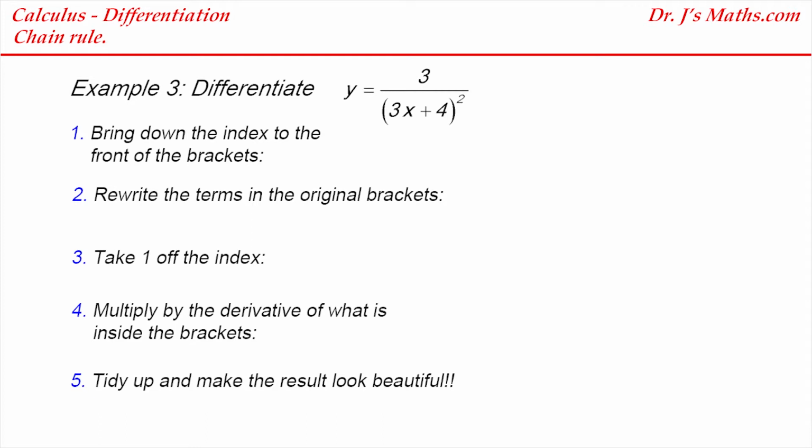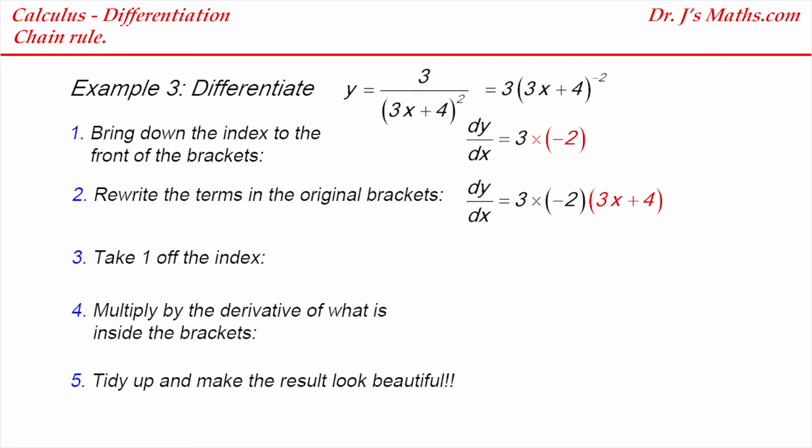Next example, and we will do nothing different about our 5 steps, so we leave them there. Here, the format looks a little bit different because we've got the bracketed term underneath, but we can fix that easily because we just bring it up and use a negative index. So it's 3 outside of (3x plus 4) all to the minus 2. So we've got a 3 there and there, decoration, put it down, bring down the minus 2, so we've got 3 times minus 2, rewrite the brackets, which is 3x plus 4, there it is. Then take 1 off the index. Now careful, the index is presently minus 2. We take 1 off, it becomes a minus 3.